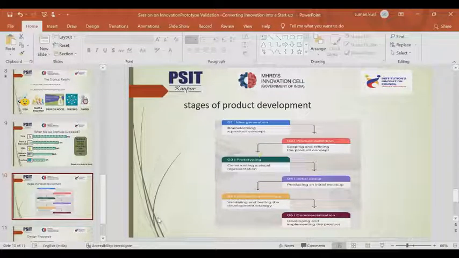These are your potential customers, to whom we are going to deliver our product. And we need to focus on existing products as well. When you have a new product concept, you need to focus on how your product differs from other products.